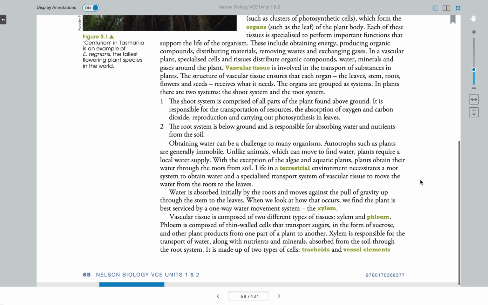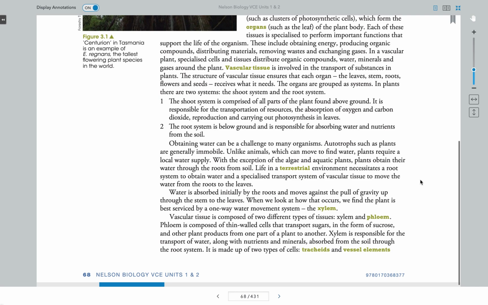Obtaining water can be a challenge to many organisms. Autotrophs, such as plants, are generally immobile. Unlike animals, which can move to find water, plants require a local water supply. With the exception of algae and aquatic plants, plants obtain their water through the roots from soil. Life in a terrestrial environment necessitates a root system to obtain water and a specialised transport system of vascular tissue to move the water from the roots to the leaves.